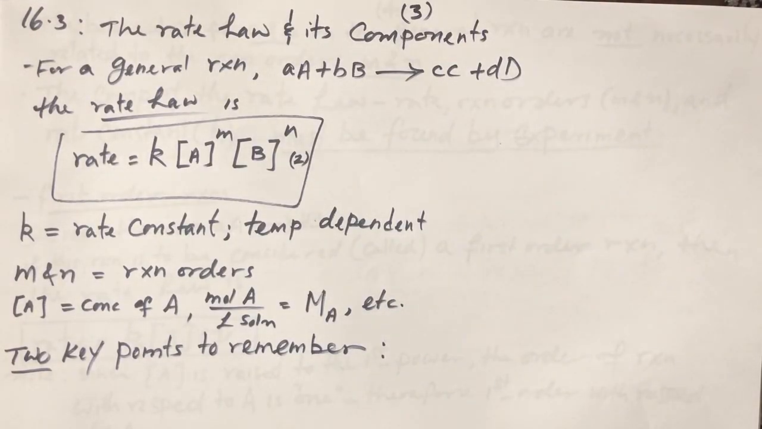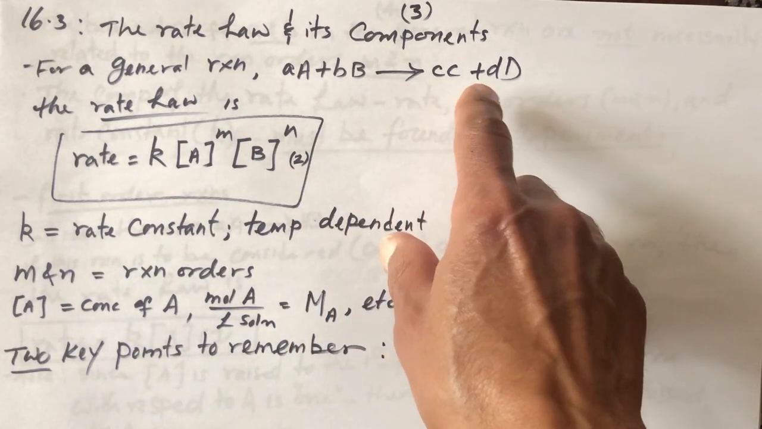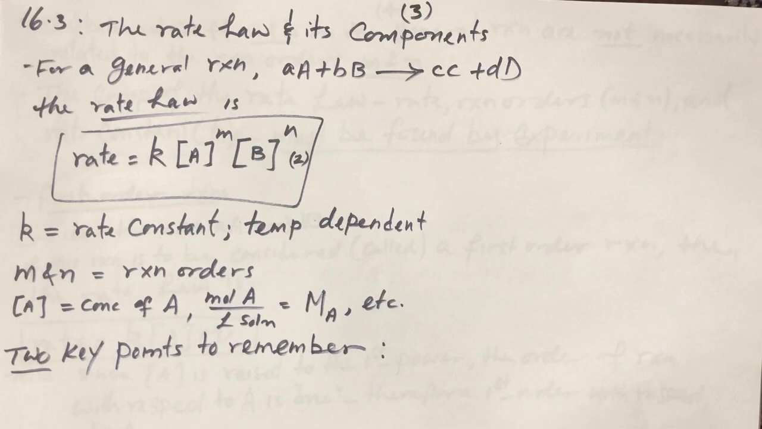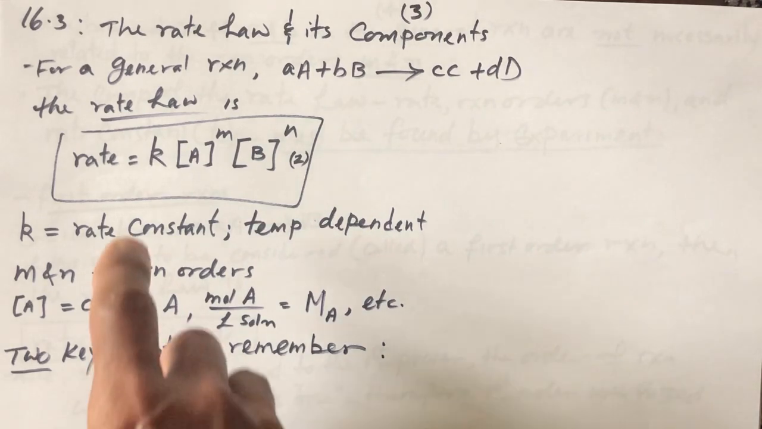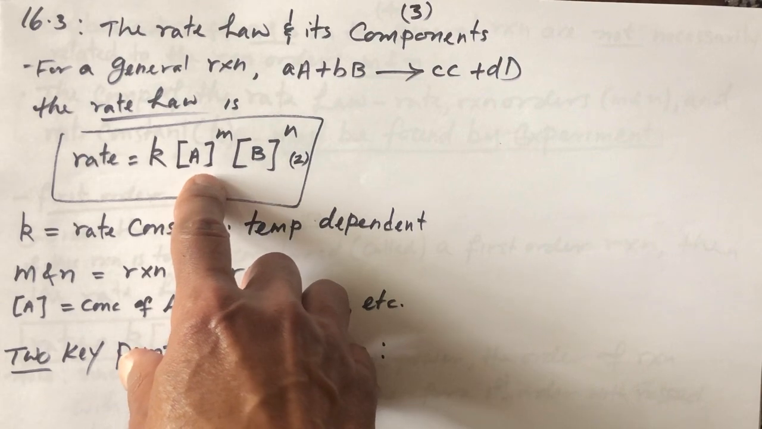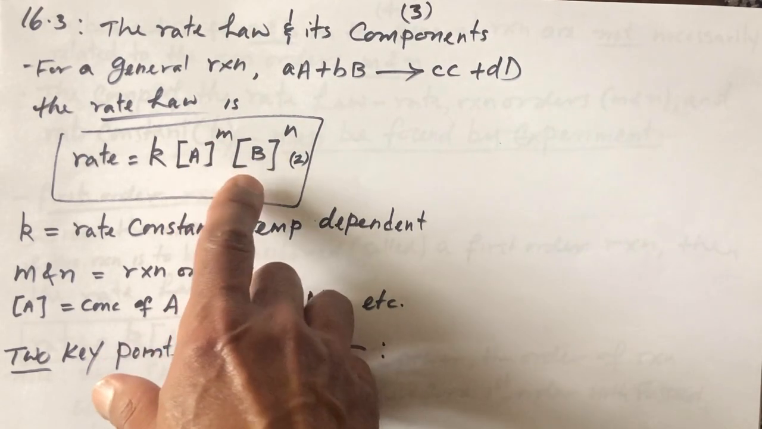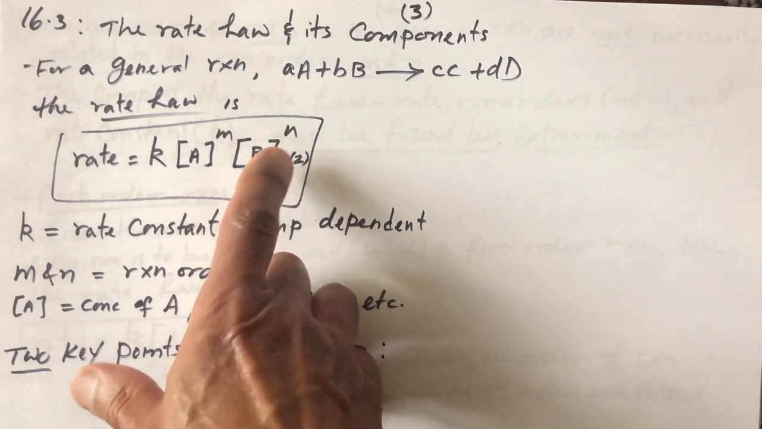Okay, now the rate law and the components of the rate law are a very important section that we need to focus on today. So basically, if you are studying a general reaction of the same type that we discussed before, aA plus bB going to cC plus dD, the rate law is written as rate equals k times the concentration of the reactant A to the m times the concentration of the reactant B to the n.